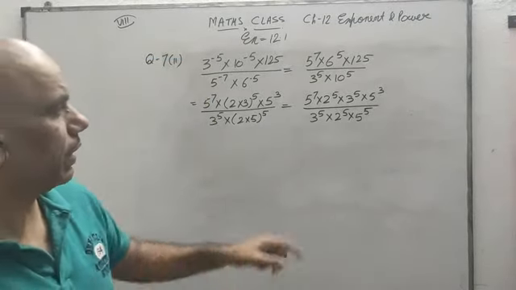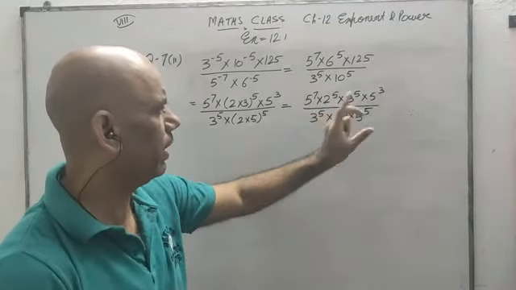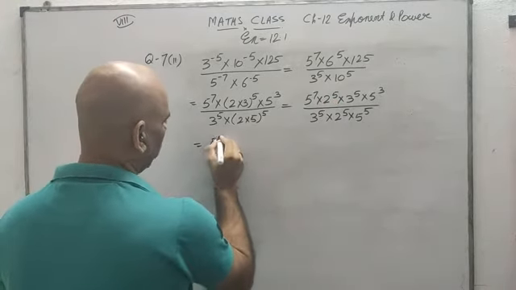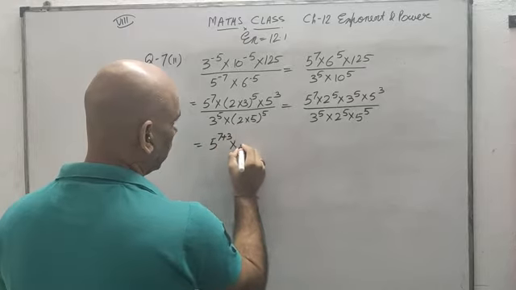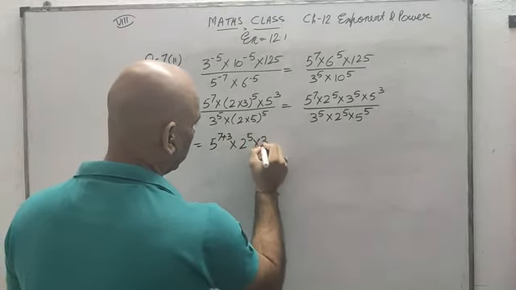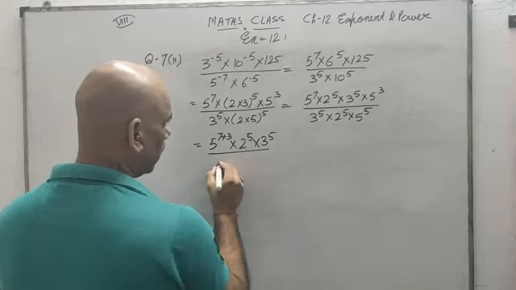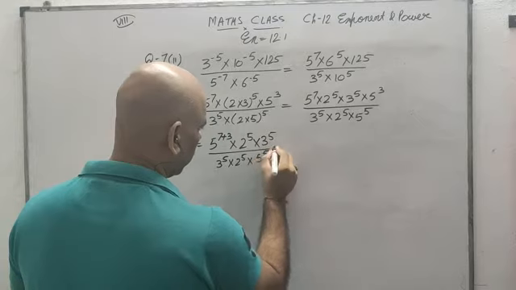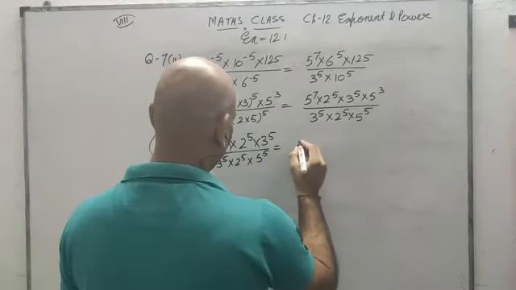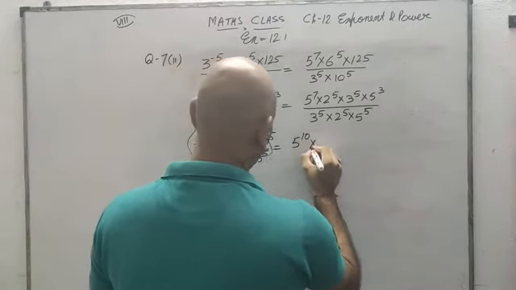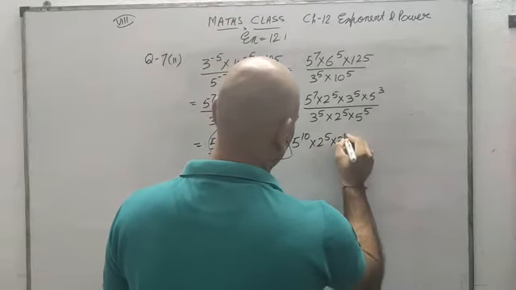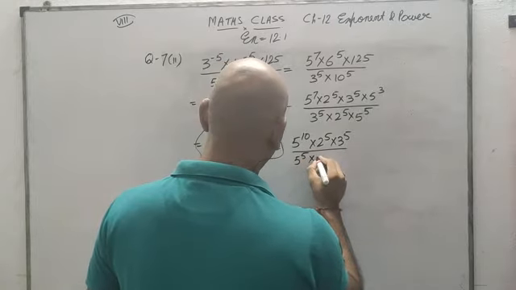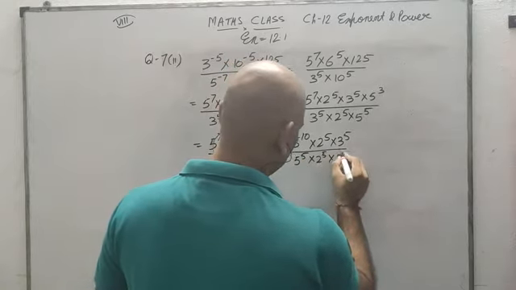Now what to do? Laws of exponent can be applied in 5. So 5 to the power 7 plus 3, 2 to the power 5, 3 to the power 5. On the other hand, 3 to the power 5, 2 to the power 5 and 5 to the power 5. Let us add once and see, then we will subtract. 5 to the power 10, 2 to the power 5, 3 to the power 5. I wrote 5 under 5, 2 under 2 and 3 under 3.